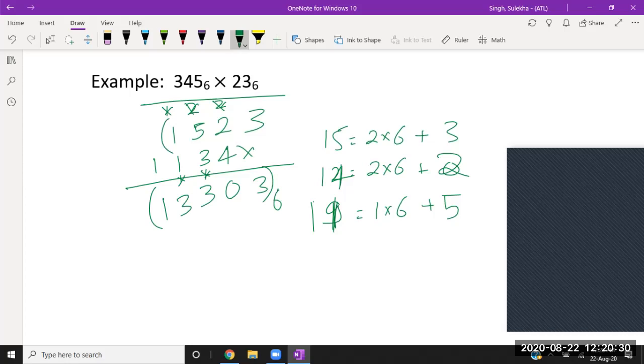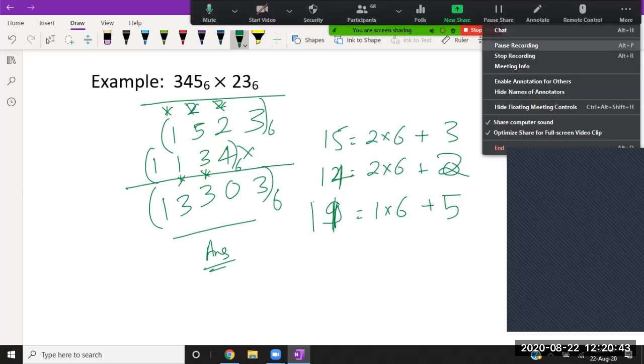Okay, and all those things are also there in base 6. So this is your answer. Is that clear? If you are having any doubt, you can write a question mark in the chat box, or you can unmute yourself and ask where you are having any doubt.